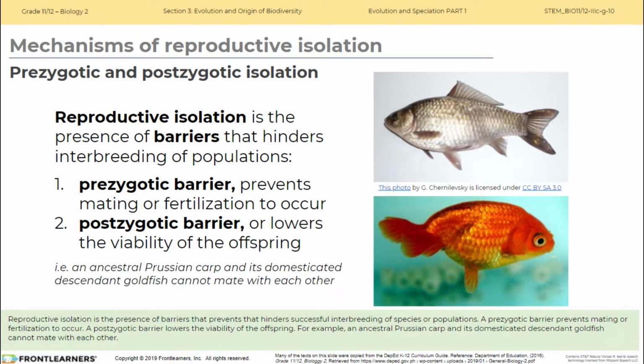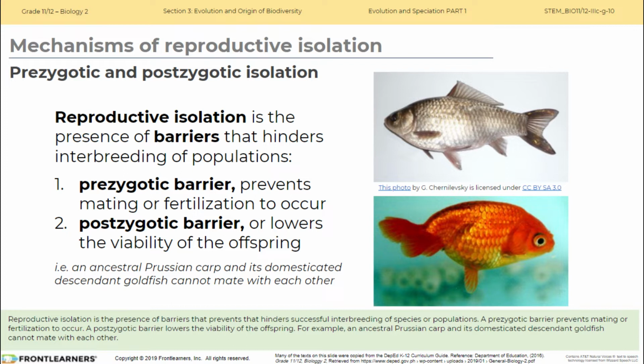We have now the mechanisms of reproductive isolation. When you say reproductive isolation, it is the presence of barriers. So may hindrance, may naghaharang. Barriers that hinder interbreeding of populations. First, we have the prezygotic barrier. It prevents mating or fertilization from occurring.